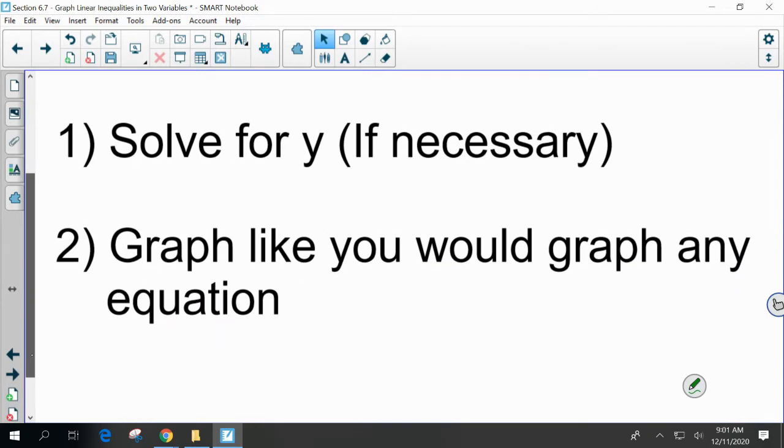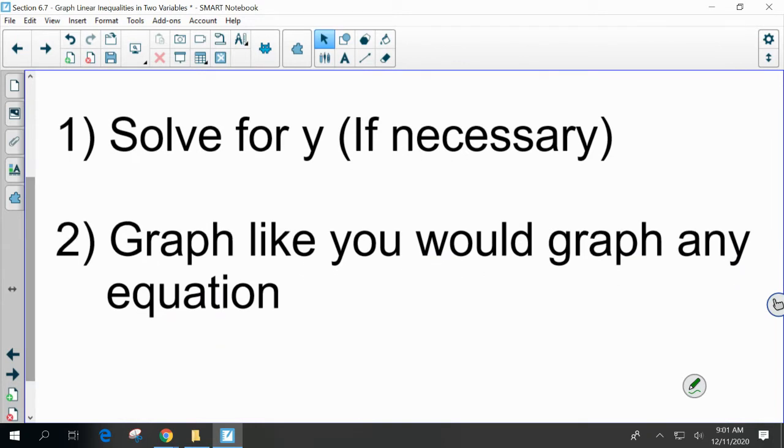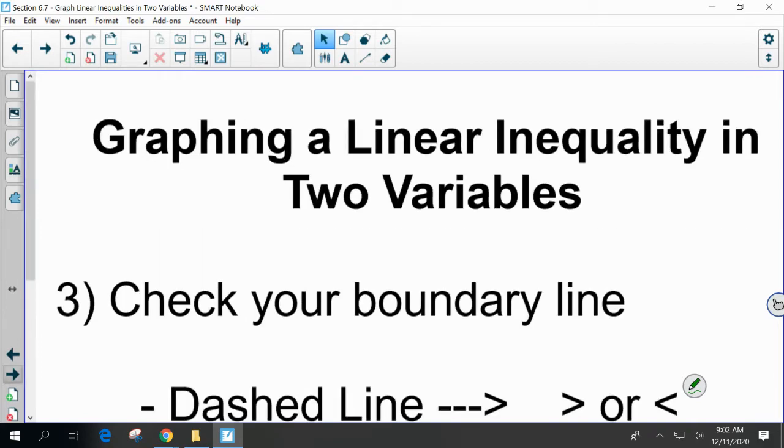So when we graph inequalities, we are going to graph them like we did linear equations. We're going to solve for y if we need to, and then we're going to graph it just like we've done equations. So you can either make an XY chart, or you can graph using slope and intercept. That would be my preferred choice for this, because it's a lot faster than an XY chart. And that's the way I would graph these, unless it was too difficult for me to do that method.